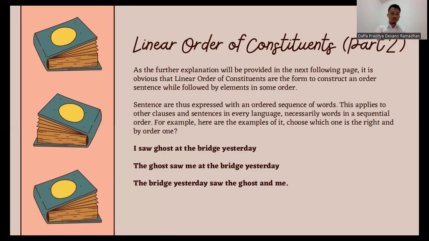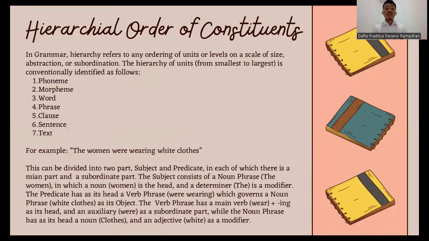Next one is the hierarchical order of constituents. In grammar, hierarchy refers to any ordering of units or levels on a scale of size, abstraction, or subordination. The hierarchy of units from smallest to largest is conventionally identified as follows: the first is phoneme, morpheme, word, phrase, clause, sentence, and text.